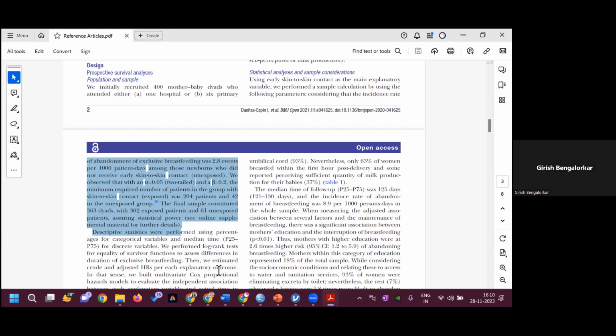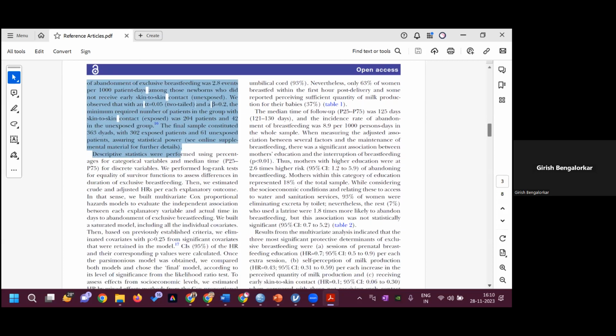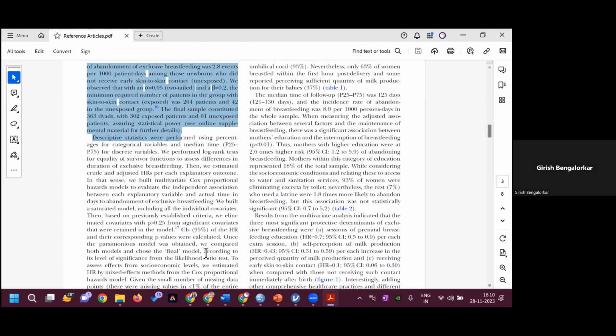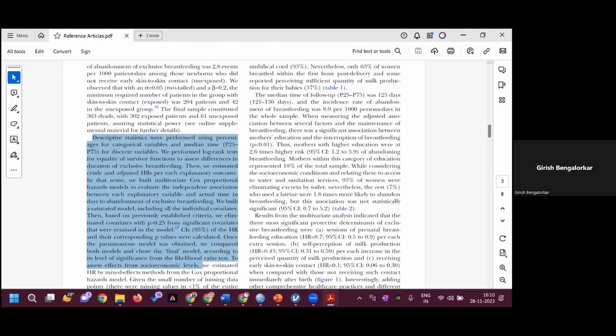The final sample constituted 365 dyads, with 302 exposed patients and 69 unexposed patients, assuring statistical power. See the supplementary material for further details, madam. So we are not going into the sample size, we are not focusing on that. But you can see that now. Can you read this, Dr. Girish? Yes, madam, I'll read.